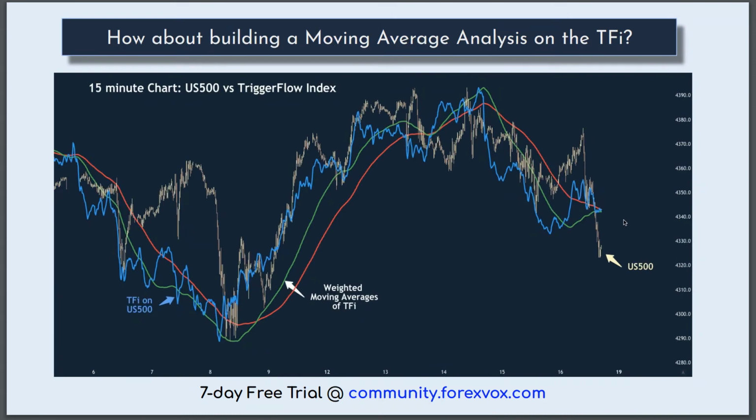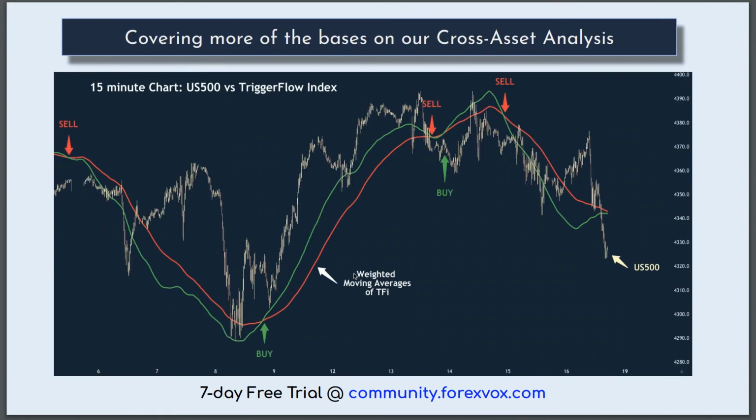So, how about building a moving average analysis on this TriggerFlow Index to see if it gives some informational value for the US 500. So in this case, we keep the TFI blue line there, and here I'm showing two different period weighted moving averages of this TFI. The fast moving one is in green and the slower moving one is in red. And on this final chart here, highlighting where they did cross to give a sell signal here, a buy signal down here, a sell, buy, and then a subsequent sell here.